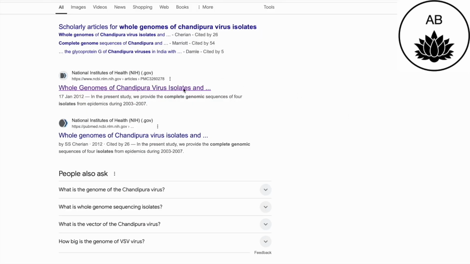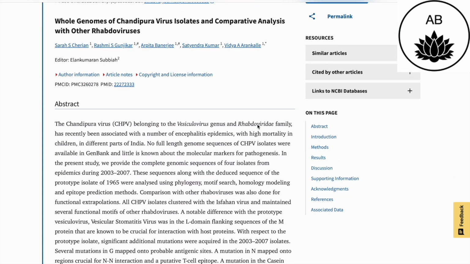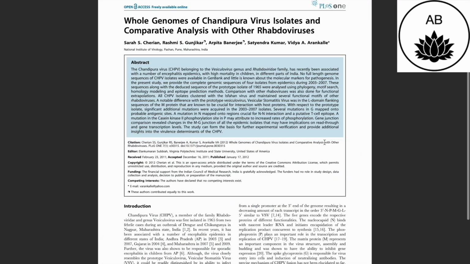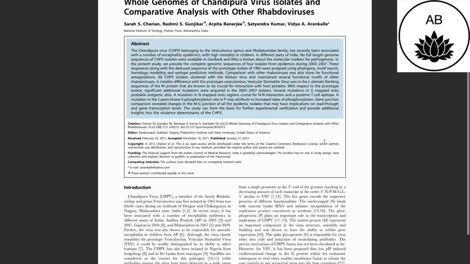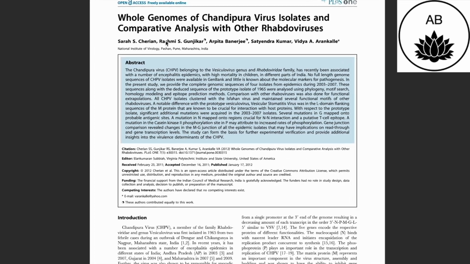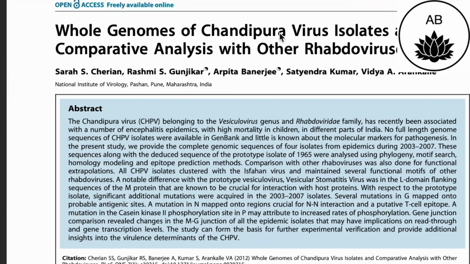Alignment comes from one of my publications, Whole Genomes of Chandipura virus isolates and comparative analysis with other rhabdoviruses. It's an open access paper. This is the first page of the PDF of the article, and you can see that I and Rashmi S. Gunjikar contributed equally to the work. Rashmi was actually part of the sequencing team, whereas I had done the bioinformatics analysis of the sequences.